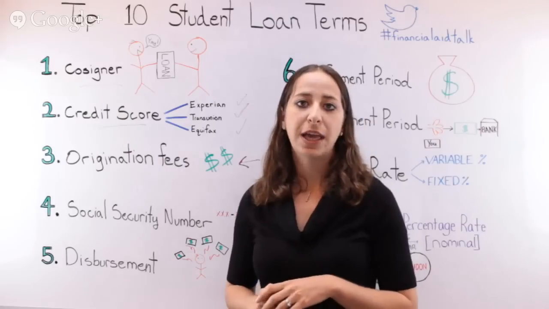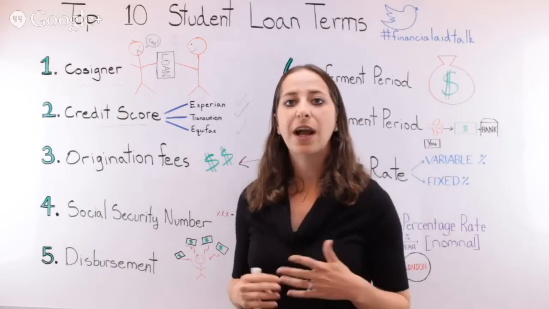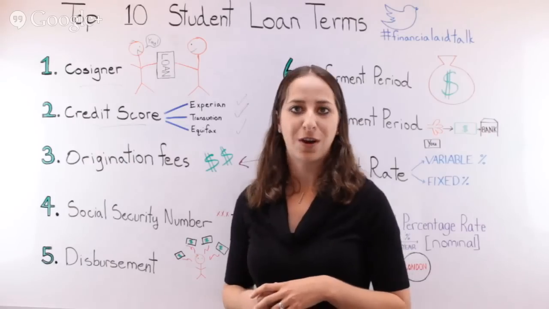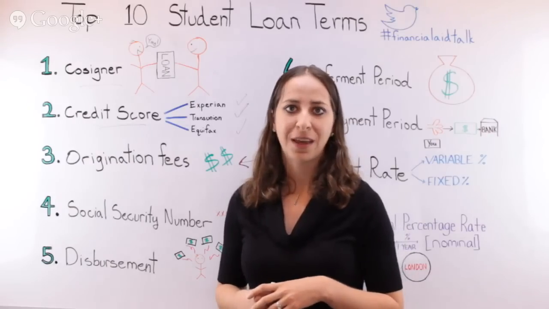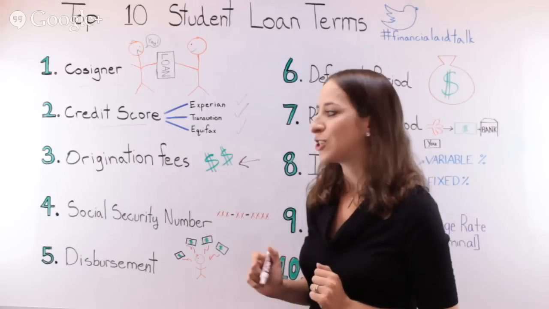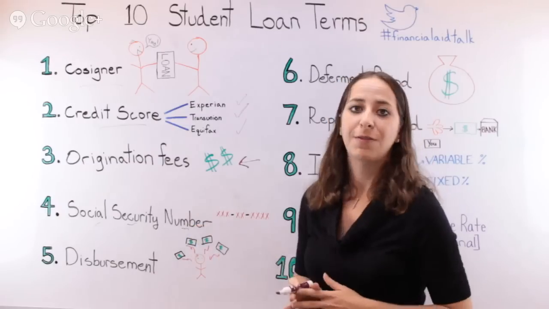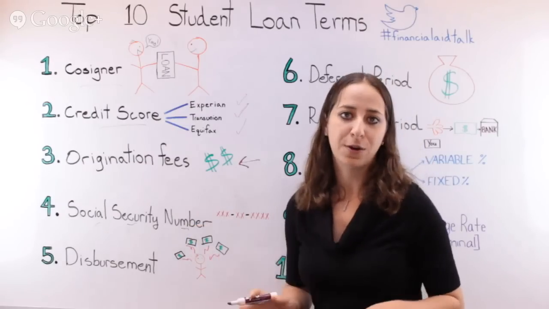Now, if you're going to be looking at other student loan options, make sure to review the terms and conditions, and contact your lender to make sure that there aren't any surprises along the way. Once you're ready to start the application, then you may see this term, which is the Social Security number. And if you are a U.S. citizen, you're probably very familiar with this term.